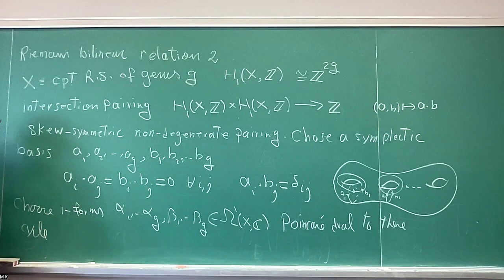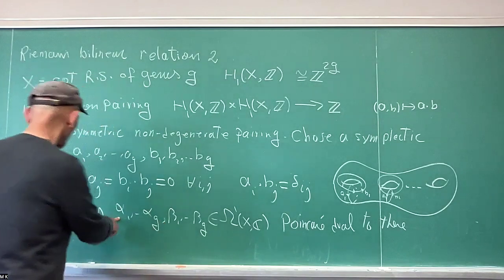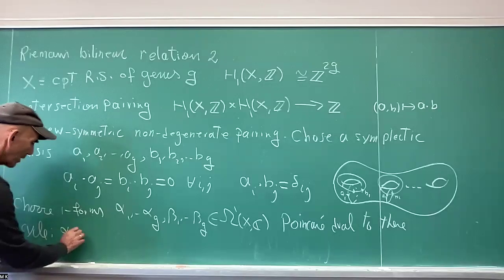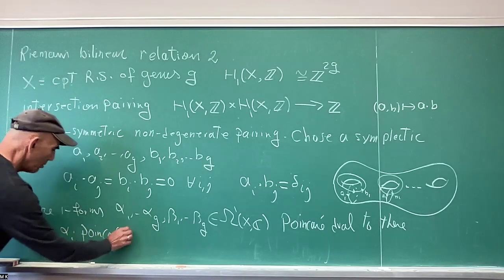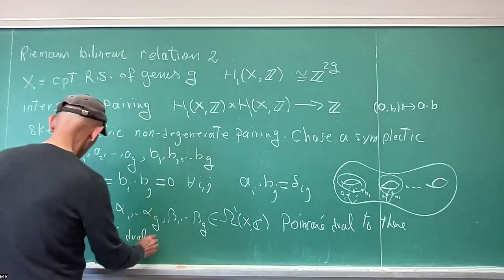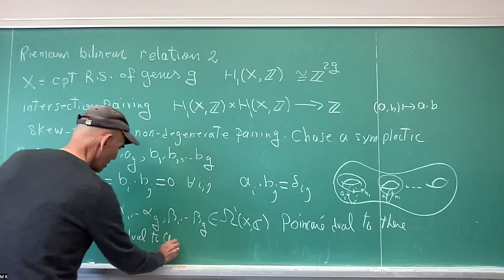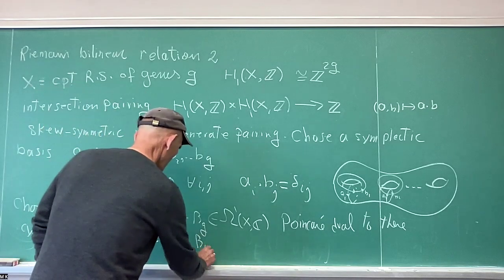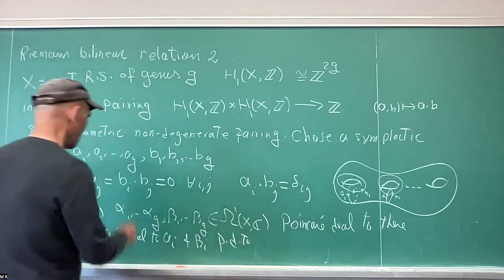So what do I mean? I mean that alpha i is the Poincare dual of Ai. So more precisely, we mean alpha i is the Poincare dual to Ai, and beta i is the Poincare dual to Bi.